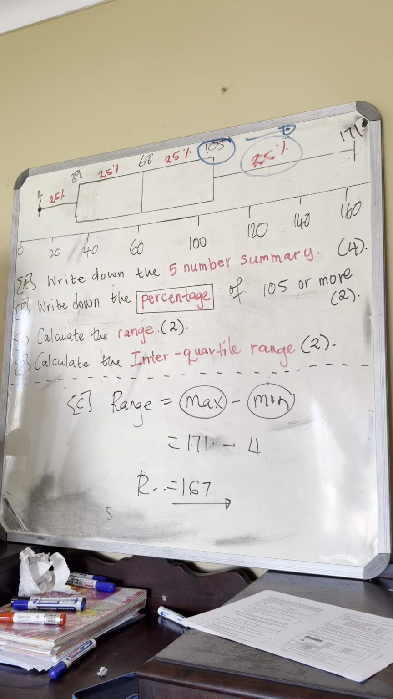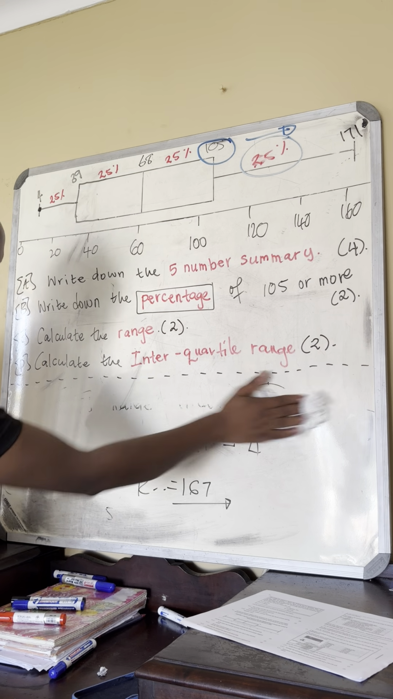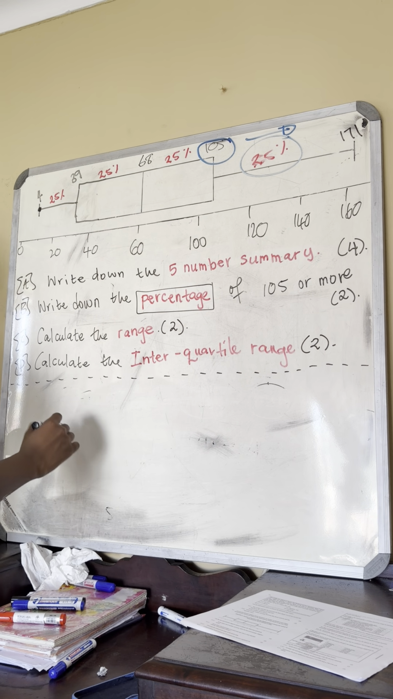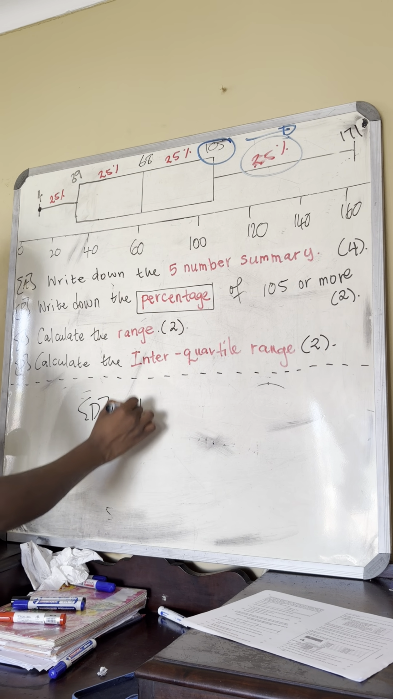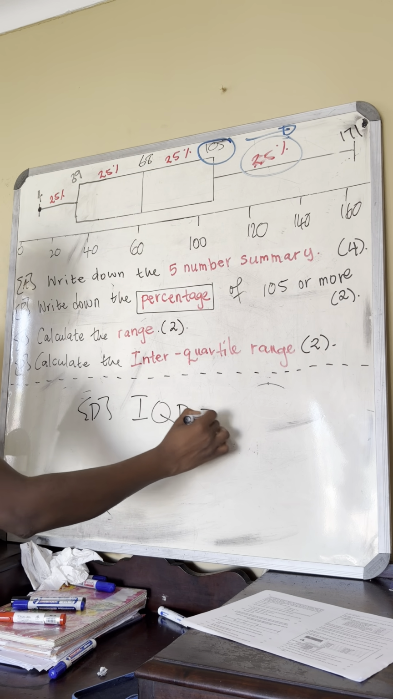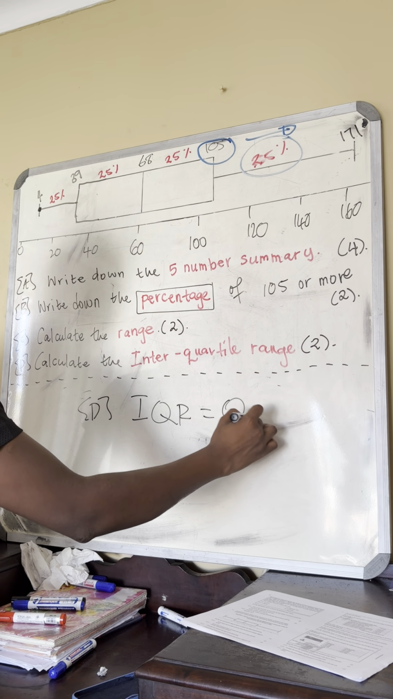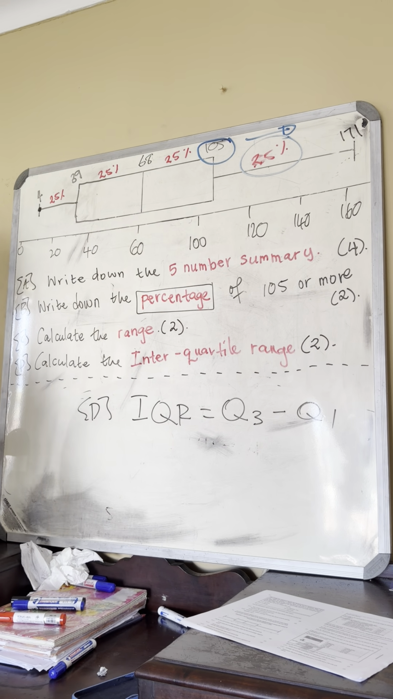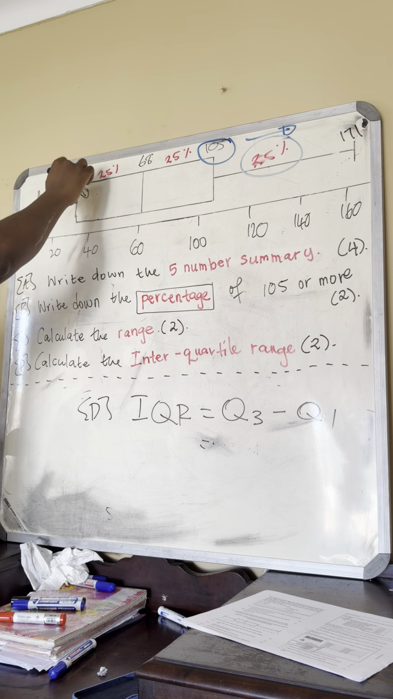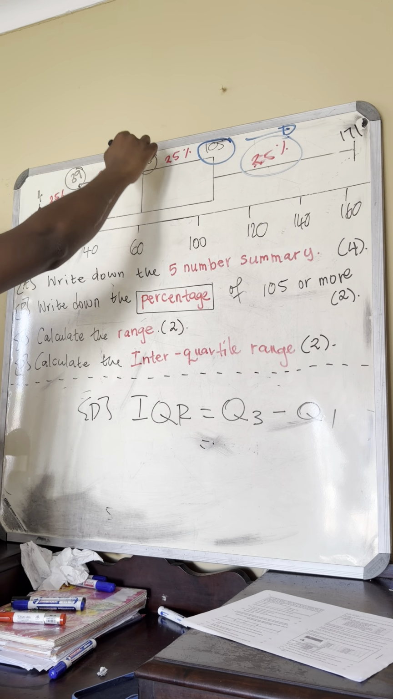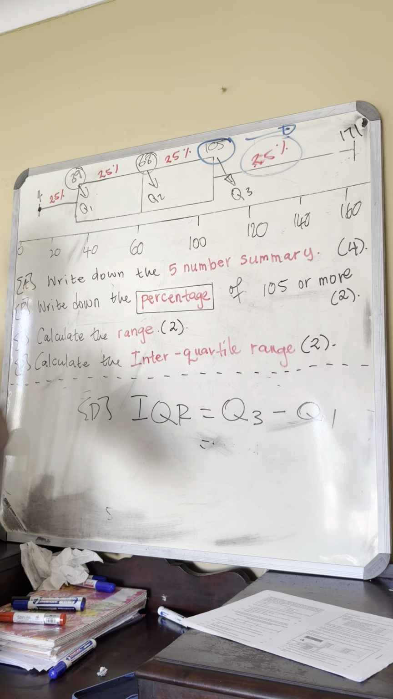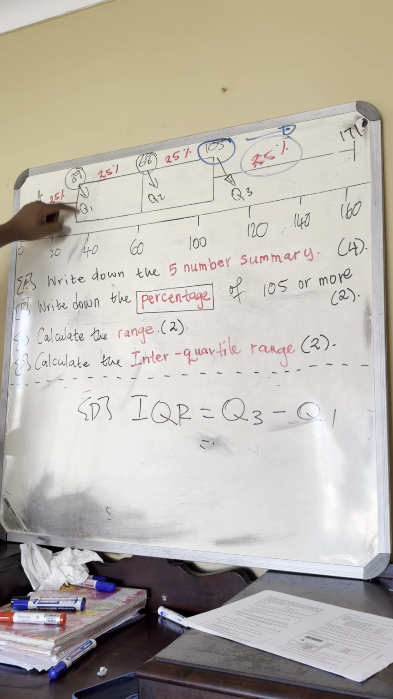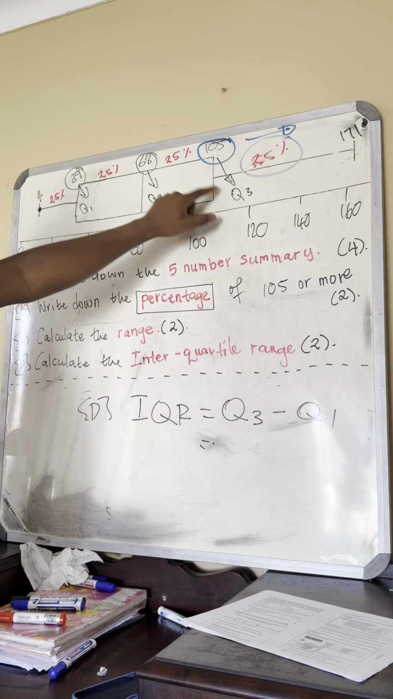Another 2 marks. Last but not least, it is question D. D says now write down the interquartile range. So your interquartile range will be equal to Q3 minus Q1. Now we have 39, that is Q1; 68, that becomes Q2; 105, that becomes Q3. 39 is Q1, 68 is Q2, 105 is Q3.